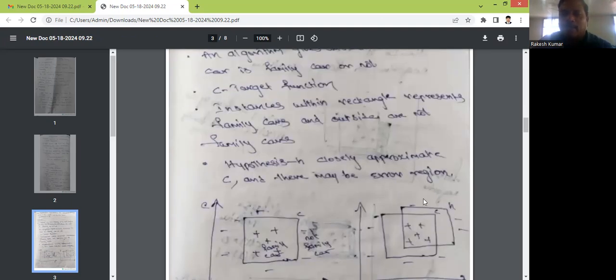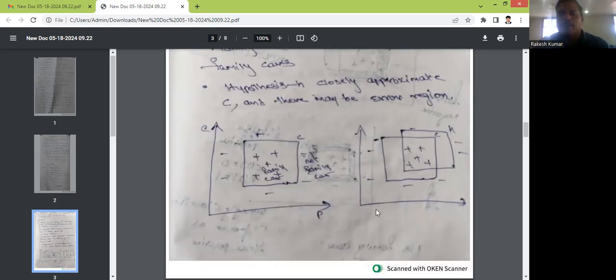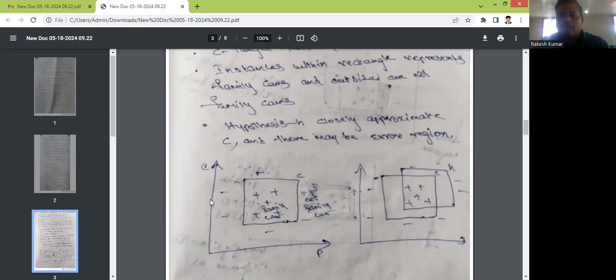Hypothesis H closely approximates C, and there may be an error region. Here you can see the price of the car, and here we are showing in a graphical representation whether it is a family car or not. So here, this is the error.